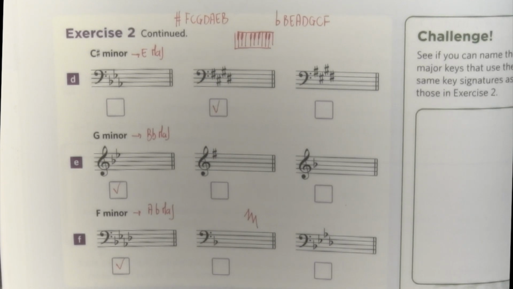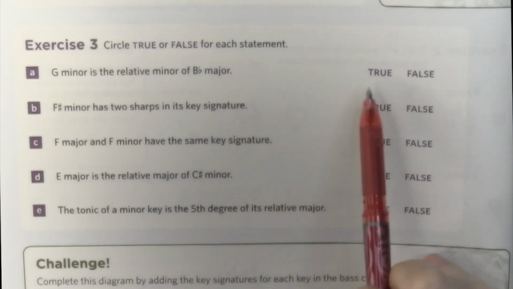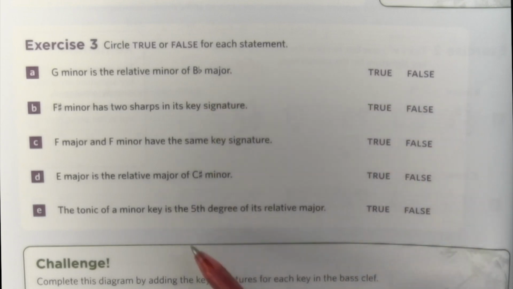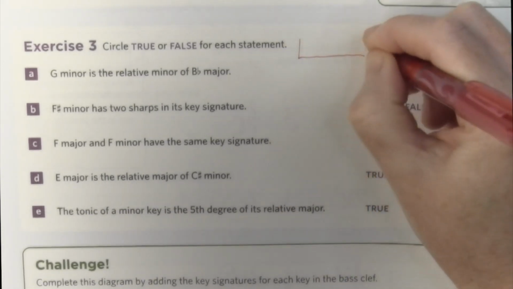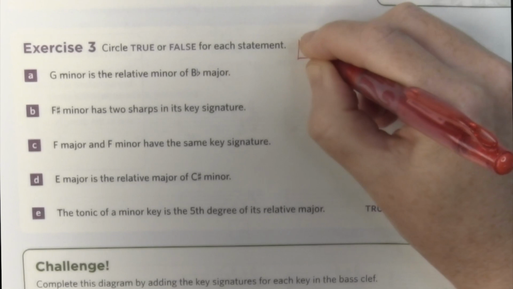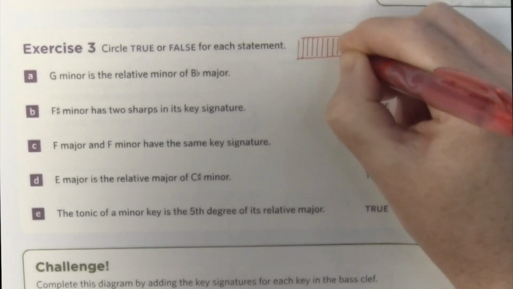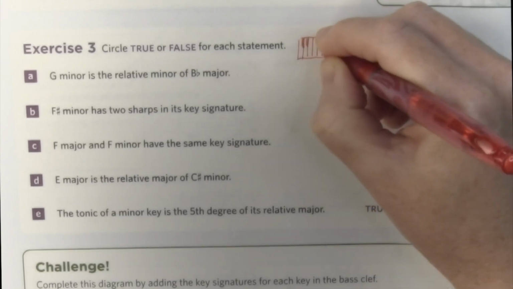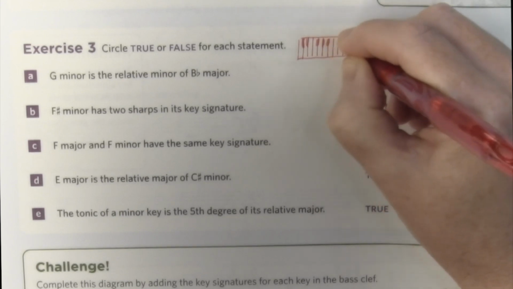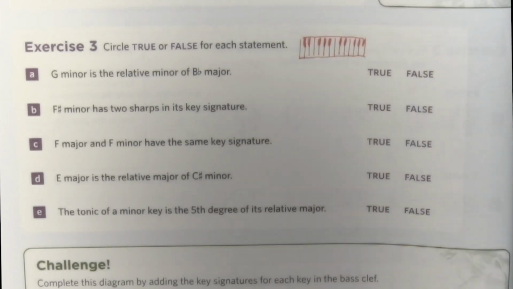Are you happy? Exercise 3. Here we need to circle true or false for each of these statements. I think I need a keyboard because it's just easier and straightforward, and I think that you can understand, especially if you're not familiar with the piano keyboard. If you play another instrument, you might not have it so familiar.